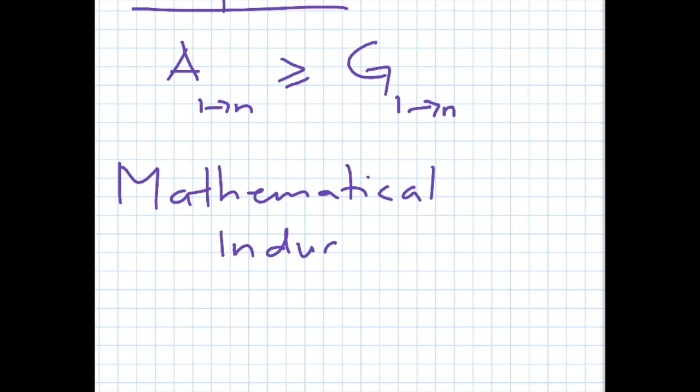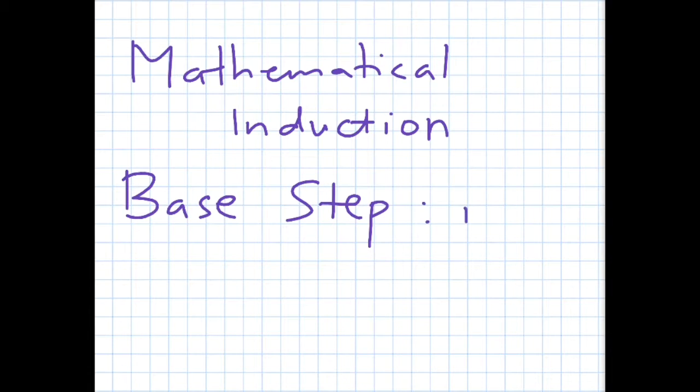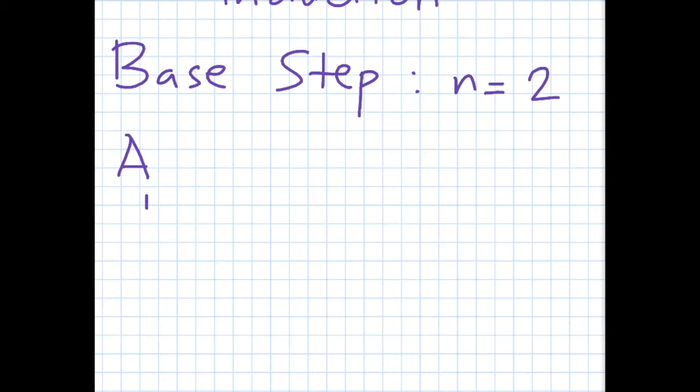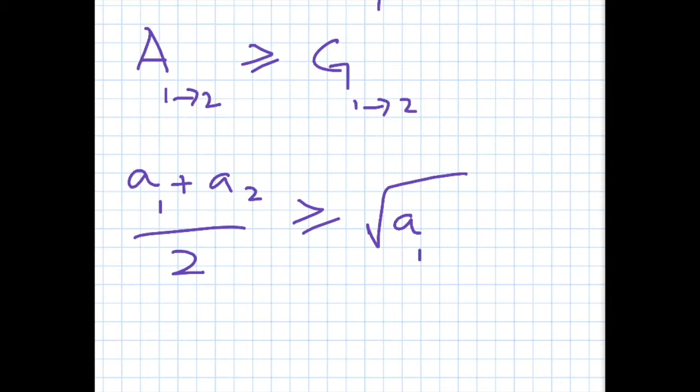So what are the two steps of mathematical induction? We have a base step and we have an inductive step. For the base step, we have n equal to 2. In other words, we want to say that A 1 to 2 is always greater than or equal to G 1 to 2. If we expand this, we want to say that (a1 plus a2) divided by 2 is greater than or equal to the square root of a1 a2. So this is what we want to prove.